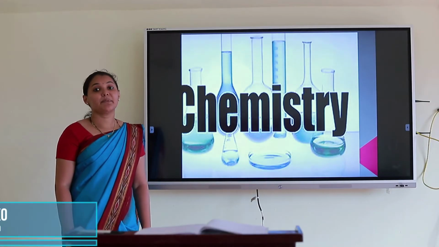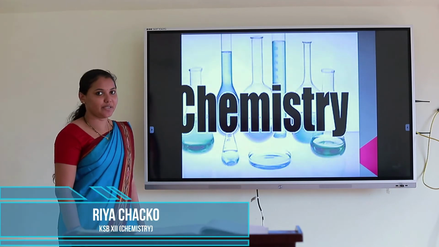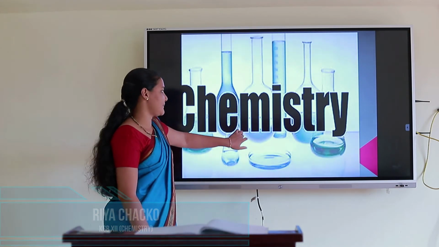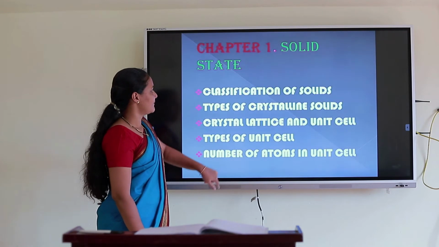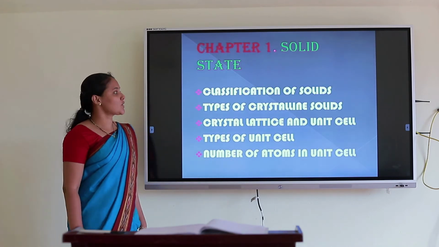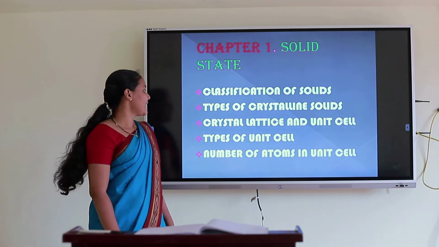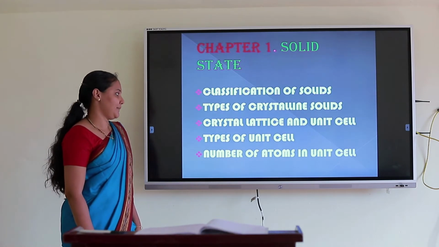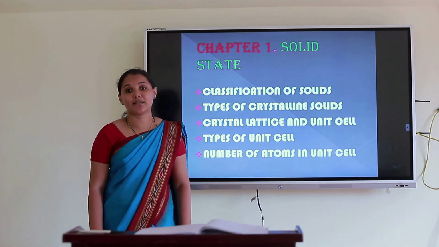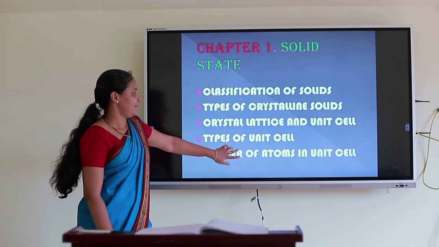Dear students, in the previous class we have studied about classification of solids. So, we have discussed these topics: classification of solids, types of crystalline solids, crystal lattice and unit cell. Then, the number of atoms in the unit cell.